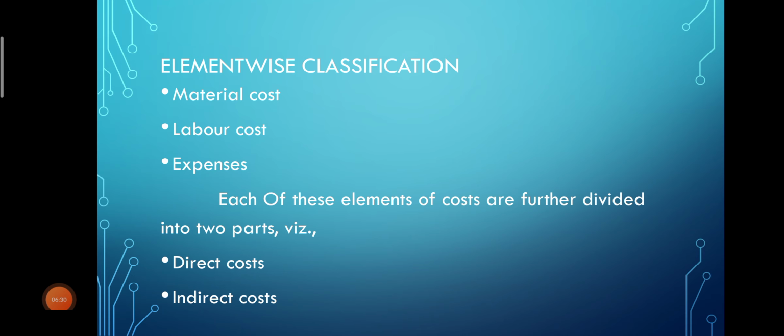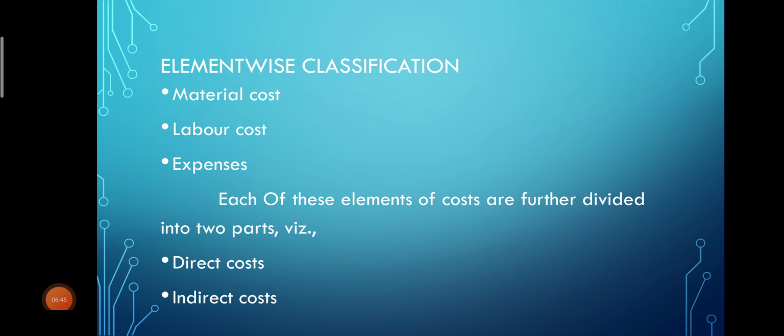Now, direct labor cost means the remuneration paid to the workers who are engaged in actual production. Okay, who are involved in actual production.